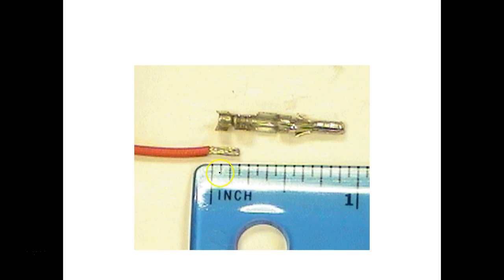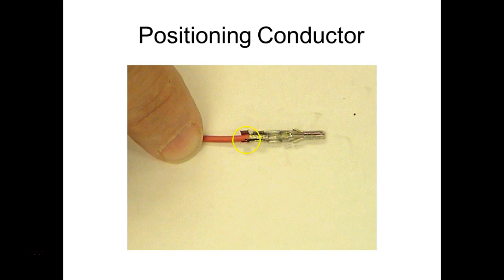So for this, while we got this stripped off, these are eighths. This is quarters, so this would be about 3/16. Okay, I just want to make sure it's 3/16 insulation. And then notice the way we lay it in. So here's our insulator. Our insulator is going to be in the insulator crimp. Our wire is going to be in the wire crimp, or the conductor crimp.